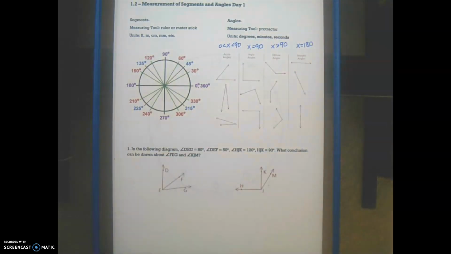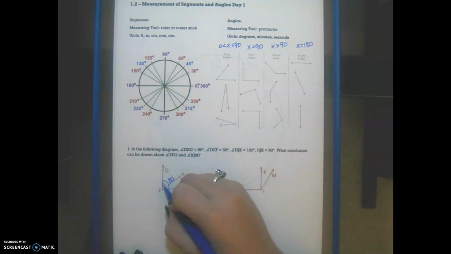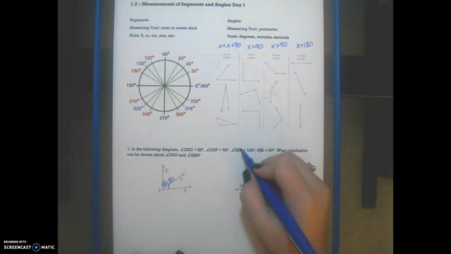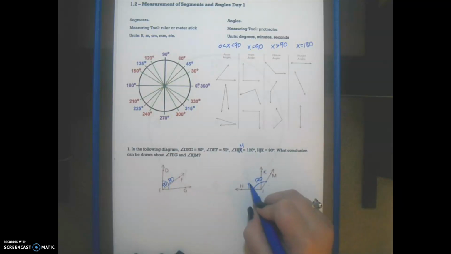So let's jump straight into practice problem number 1. Here in the following diagram, angle DEG equals 80 degrees. So this whole thing is 80. DEF is 50. So this little portion right here is 50. HJM, and that should say M, I apologize, typo, is 120 degrees. And angle HJK is 90. So what conclusion can be drawn about angle FEG and KJM?